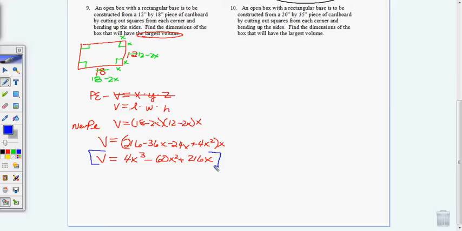Take the derivative with respect to x. So volume prime is going to equal 12x squared minus 120x plus 216. And I am setting that equal to 0. Use your calculator. Don't do anything.